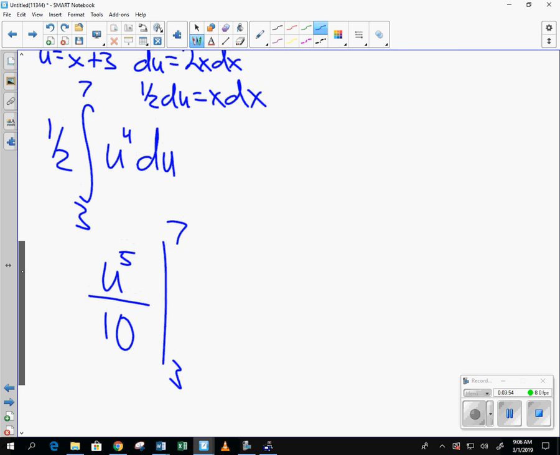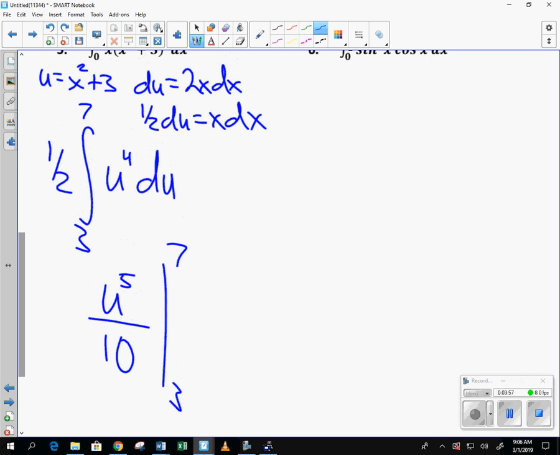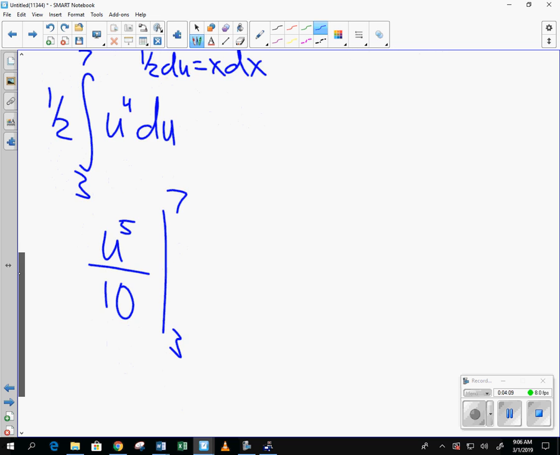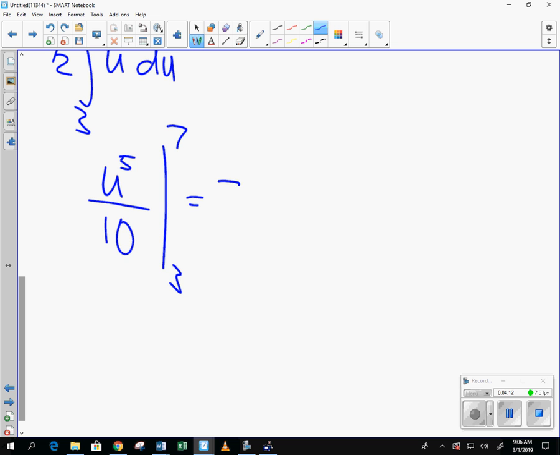Yesterday we always plugged the x squared plus 3 back in, right? If you plug the x squared plus 3 back in, then instead of using 7 and 3, you would use 0 and 2. But since I have u, I'm going to use 7 and 3. So we plug in 7. We get 7 to the 5th over 10 minus 3 to the 5th over 10. It's a really big number. Who cares? You can just plug it in your calculator, right? So do you see that we don't have to plug in the x?